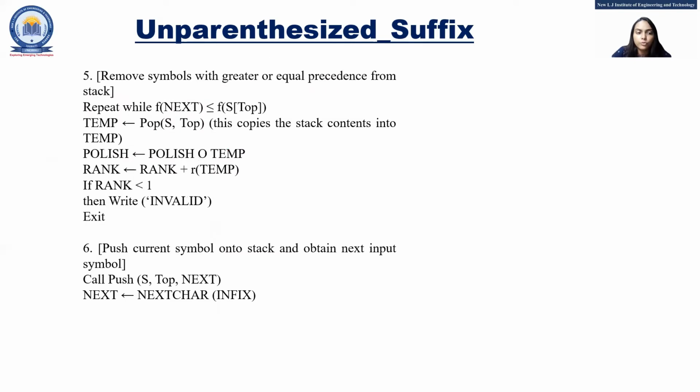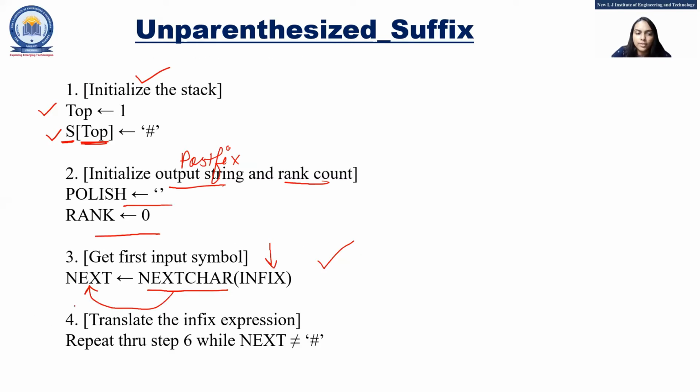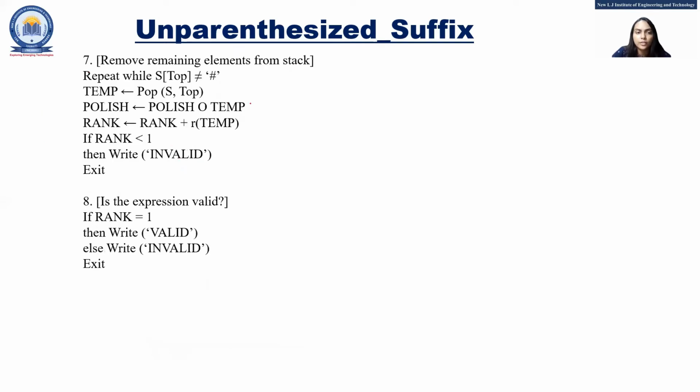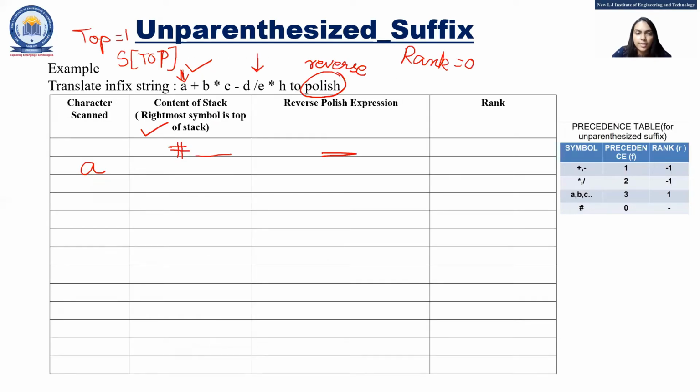Now what do we have to do? Let's go to the fourth step. We have to repeat steps 5 and 6 until next is not equal to hash, until we encounter this hash. Why is this hash required, students? We will start with a hash and then we will fill the stack. When at the end we again get only hash, at that time we consider that our string is completed and we have got our answer, right?